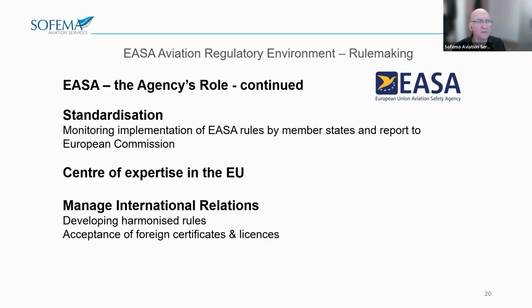EASA also forms a centre of expertise on aviation regulation and operations in the EU, and it has a function to manage international relationships, developing harmonised rules for regulations, for example, between the major regulators, between, say, the US and Europe. Also, to put in place mechanisms for accepting certificates and aircrew licenses from other countries that are not in the EU.